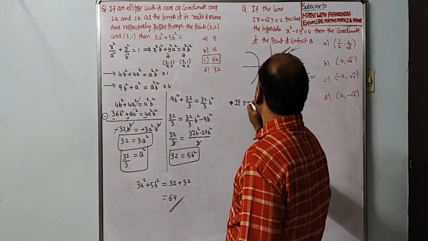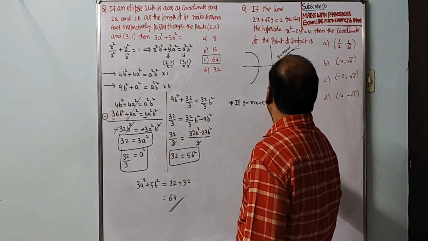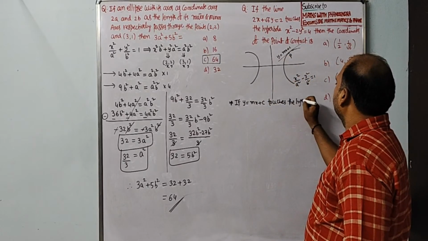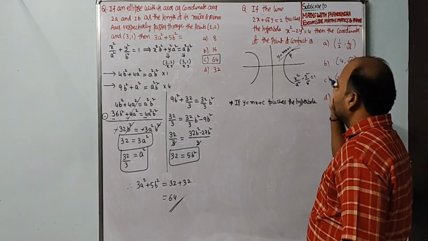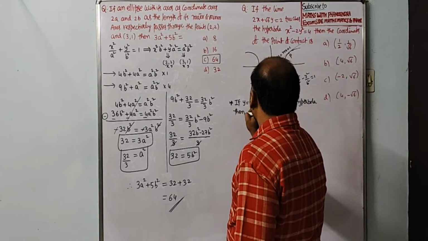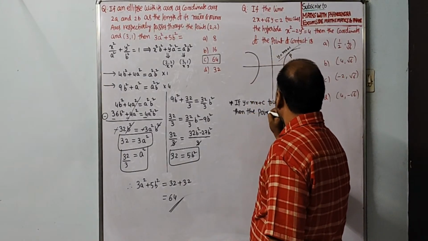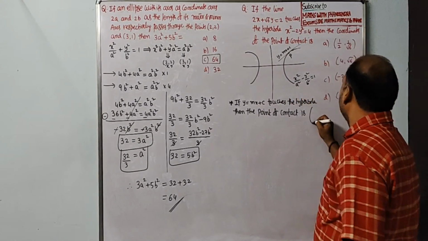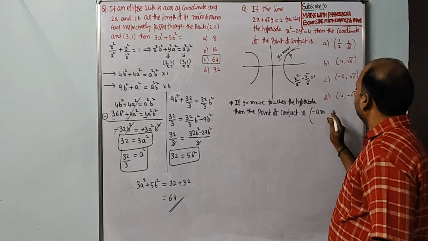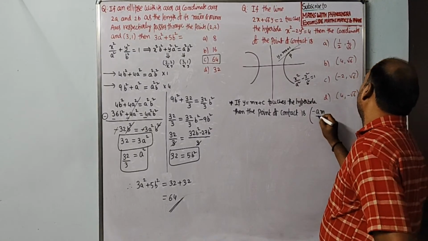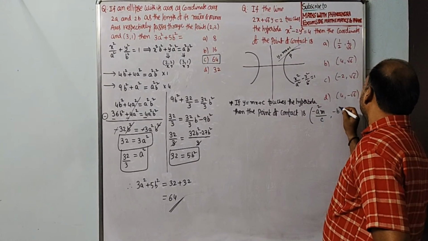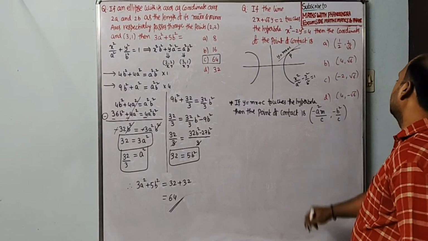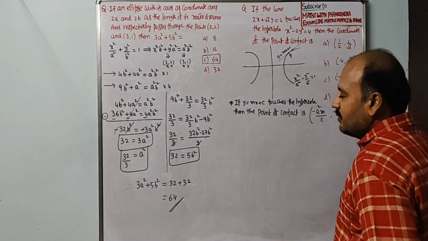If y is equal to mx plus c touches the hyperbola, then the point of contact is minus a square m by c comma minus b square by c, right?